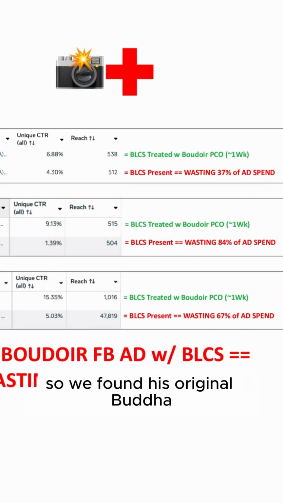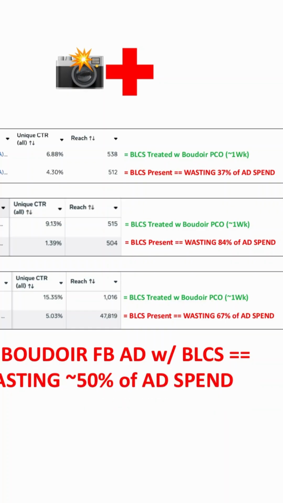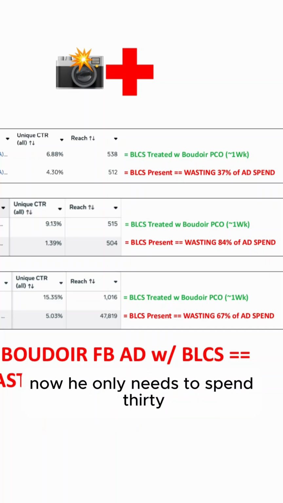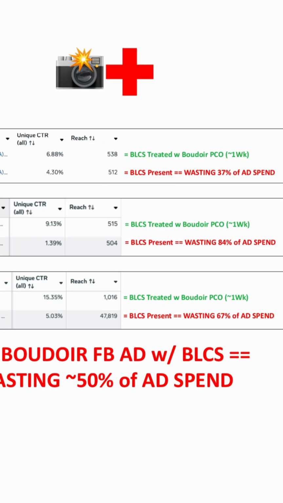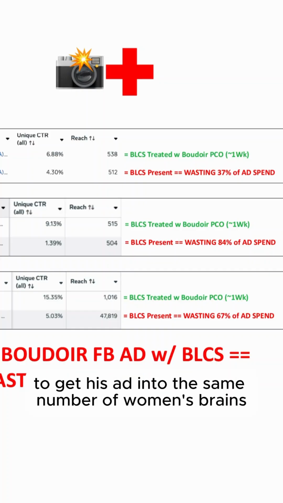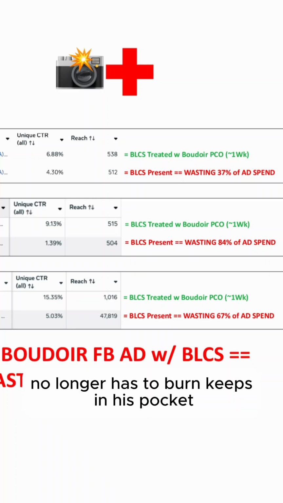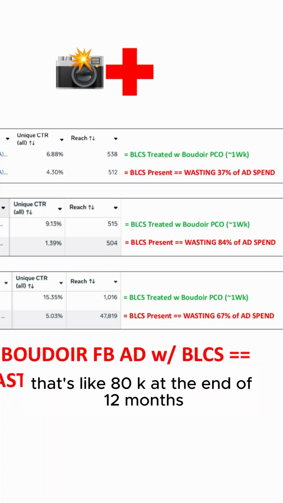So we found his original Boudoir Facebook ad was wasting 67% of ad spend. As a result, if he's spending 10 grand a month on the original Boudoir Facebook ad, now he only needs to spend 3,300 bucks a month to get his ad into the same number of women's brains. So the 6,700 bucks a month, he no longer has to spend, no longer has to burn, keeps it in his pocket, kind of like a 6,700 bucks per month bonus. That's like 80K at the end of 12 months.